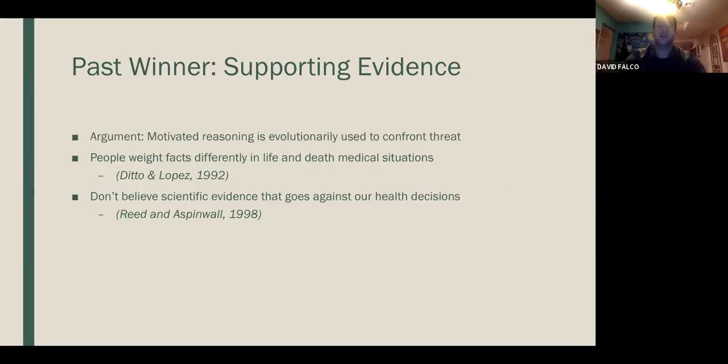All right, this is a really good job of making different arguments about motivated reasoning. For example, there's an argument in this paragraph that motivated reasoning is evolutionarily used to confront a threat. And then he provides two specific studies, gives a 2-sentence explanation of exactly what those studies found, very briefly describes the overview of their experiment, and then explains how that contributed to the overarching result of what he's trying to prove.